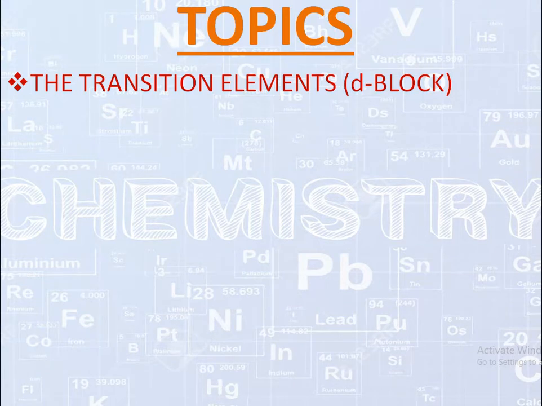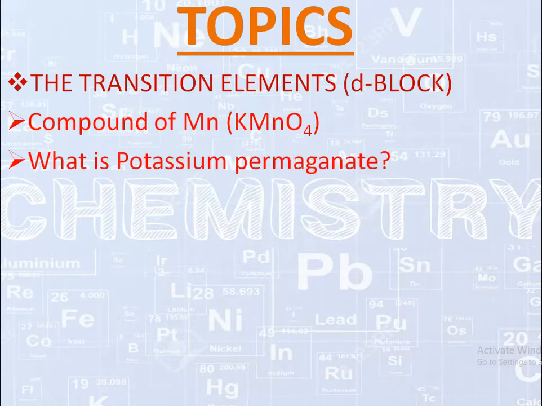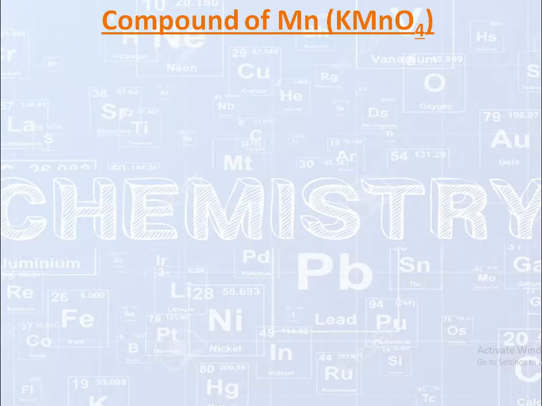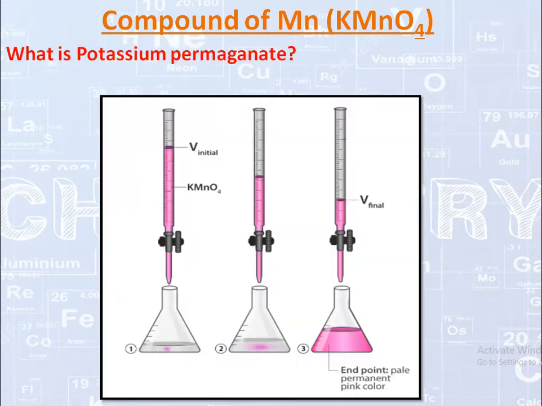elements. So for this video, our topic will be compound of manganese, that is KMnO4, which is also known as potassium permanganate. So we will learn what is potassium permanganate and preparation of potassium permanganate, that is KMnO4. So compounds of manganese, that is KMnO4. So first, what is potassium permanganate?